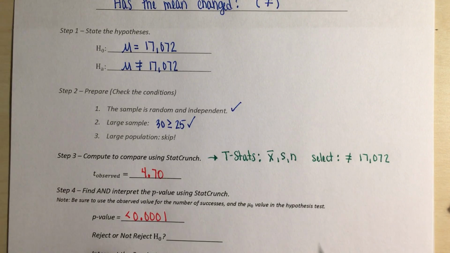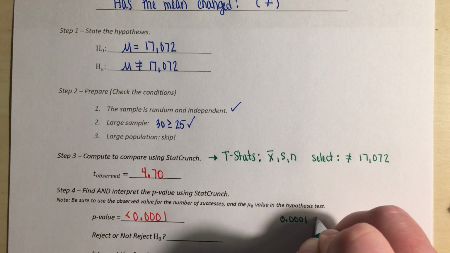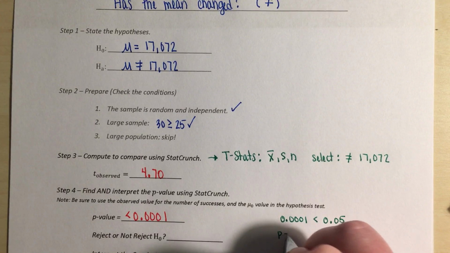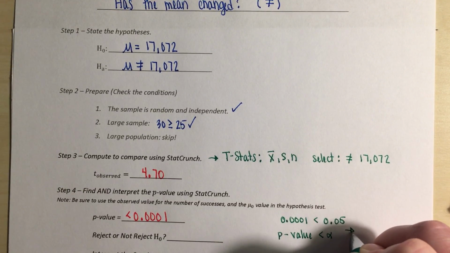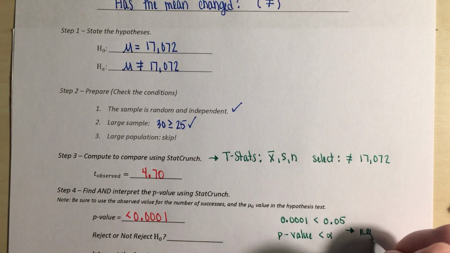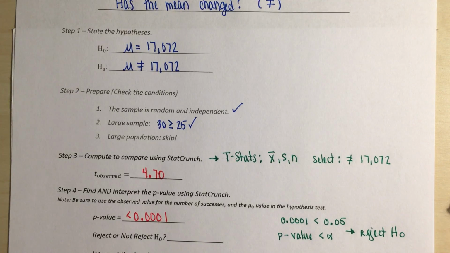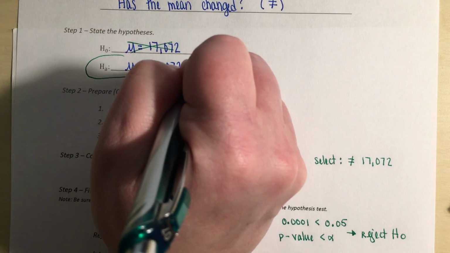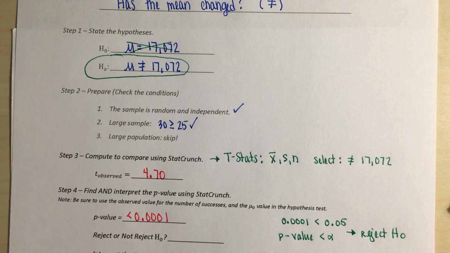So if we compare these, 0.001 is less than alpha, which is 0.05. So p-value is less than alpha, means we are going to reject our null hypothesis. Right, so we go up here, we reject our null hypothesis, which means our conclusion is going to be that our alternative hypothesis is true.